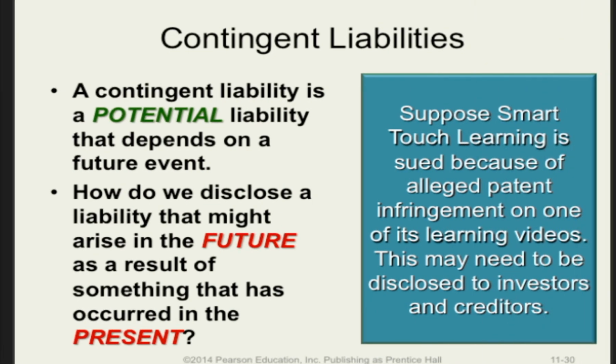In many cases, things happen currently that do not immediately create a liability, but that may lead to the creation of a liability in the future. For example, a lawsuit filed against the company today may not even be heard in court for several months and maybe even years. Any potential liability that depends on a future event is referred to as a contingent liability. Because the presence of a contingent liability embodies information that may impact the value of a company, the question arises as to how or when contingent liabilities should be disclosed to creditors and investors.